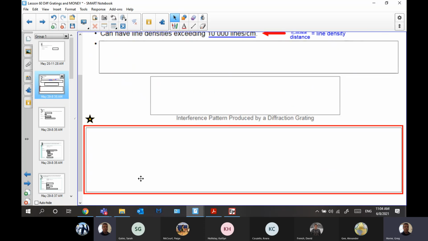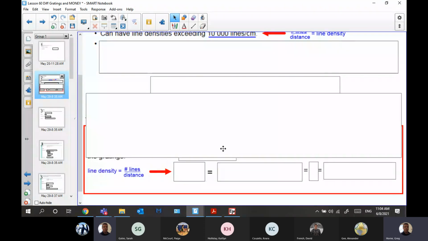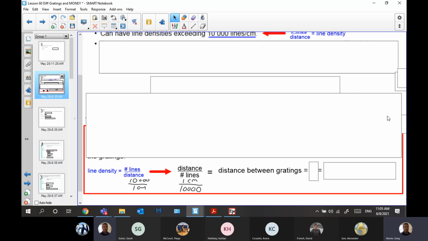Okay. Down here, if we have a line density of 10,000 divided by 1 centimeter, then if I want to know the distance between the actual slits, then distance divided by number of lines, in this case 1 centimeter divided by 10,000, is going to give me the distance between the actual slits, between the gratings. Okay.